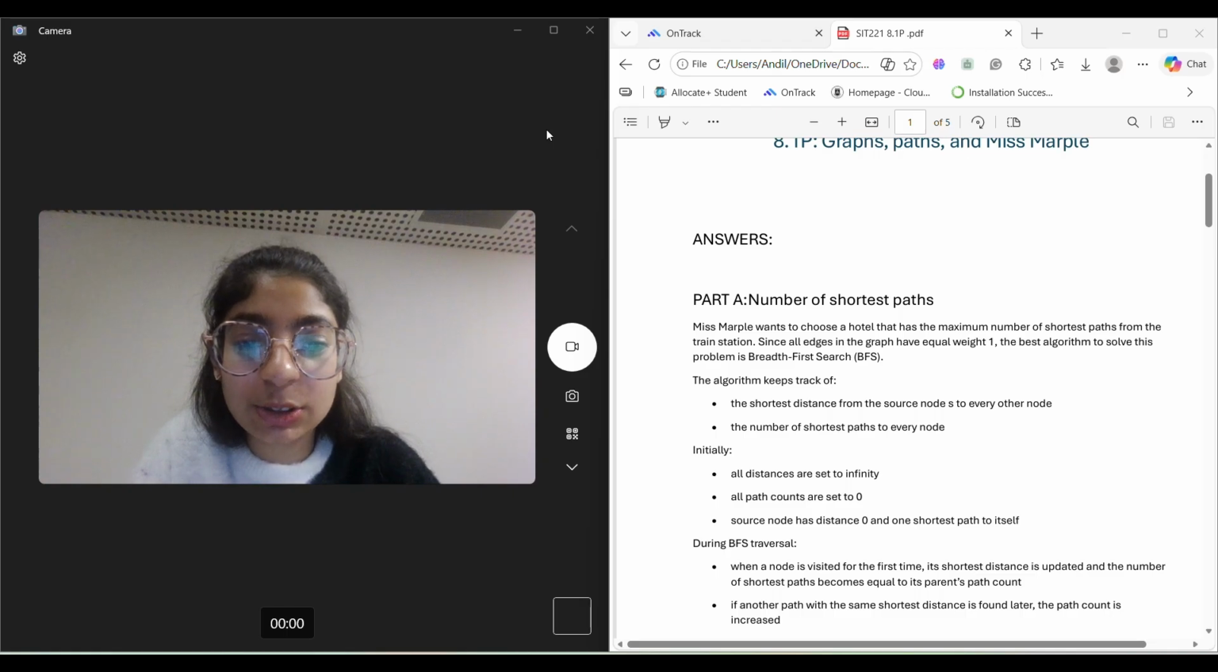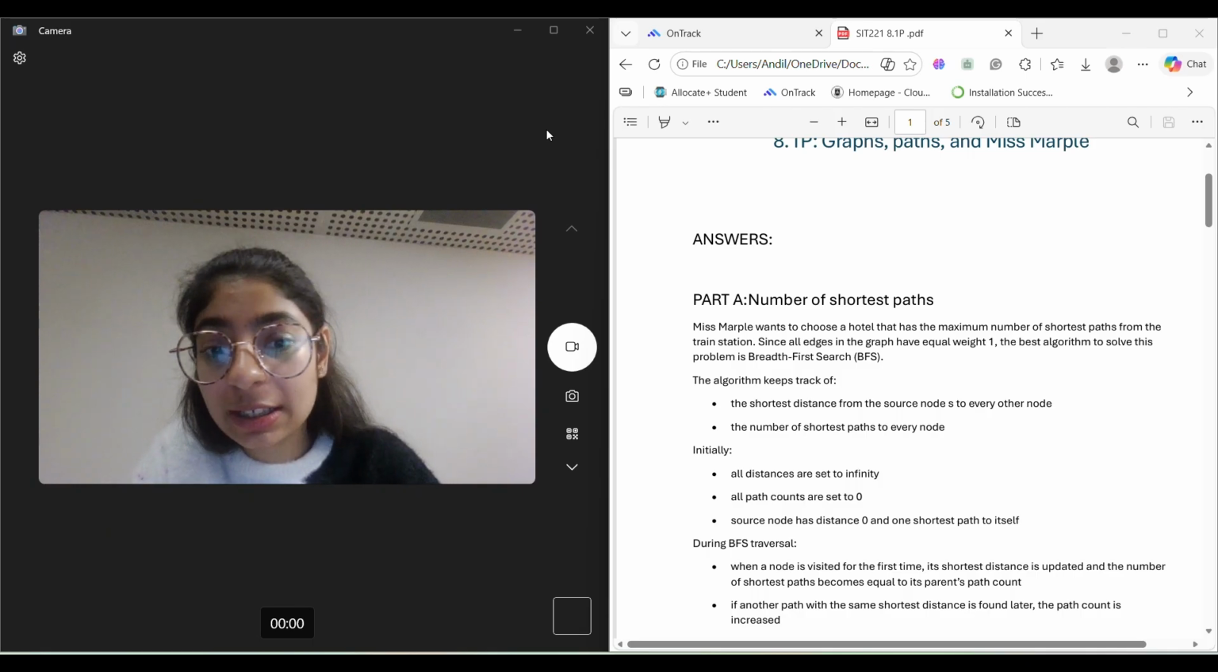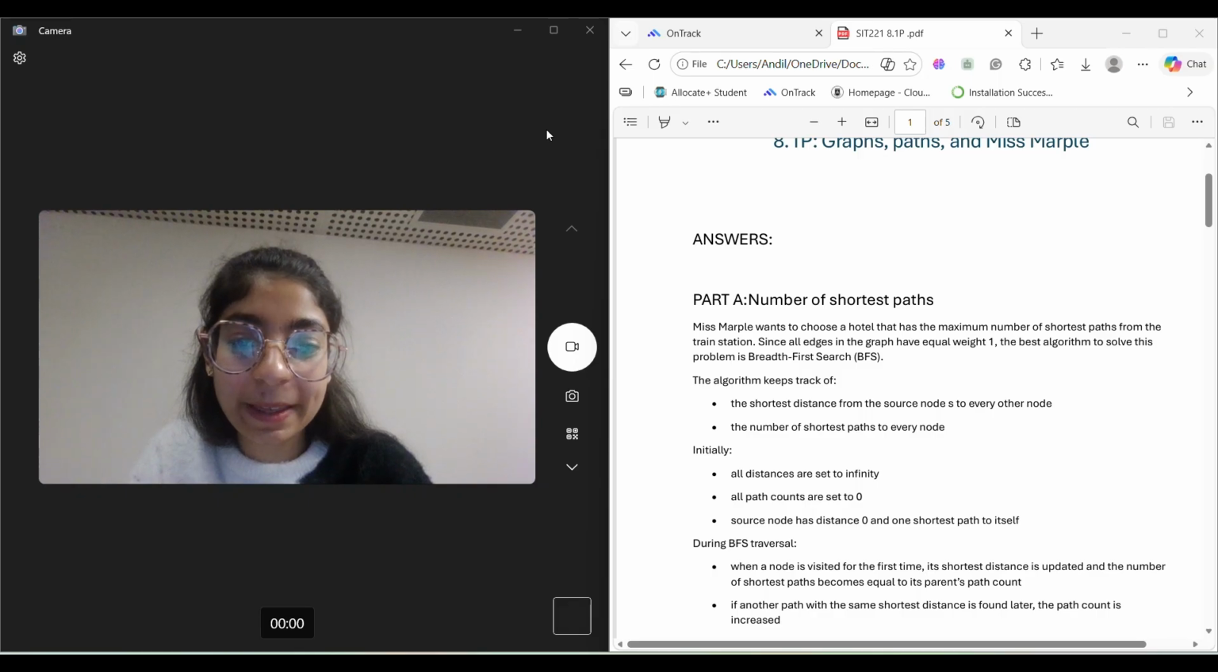Today I'll explain my solutions for task 2.1p. The task majorly focuses on graph algorithms, graph traversal, shortest path, connectivity, negative weight cycles, and so on.